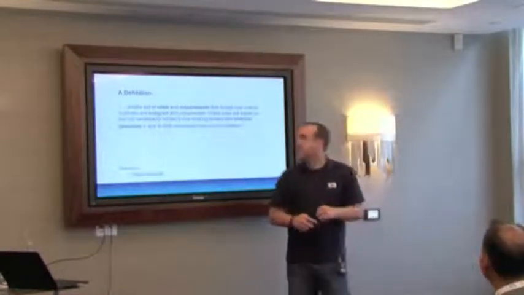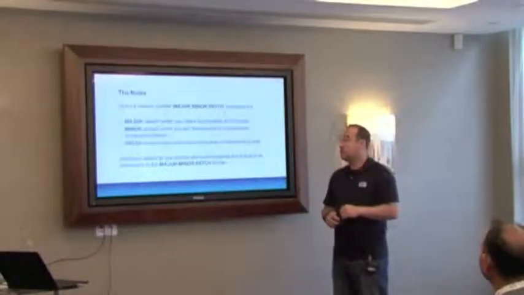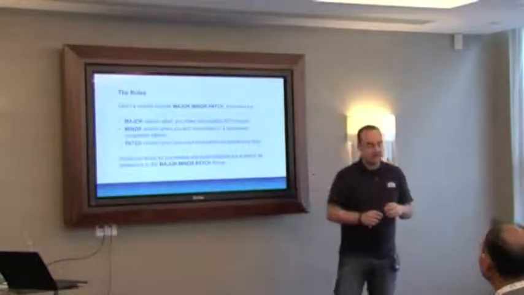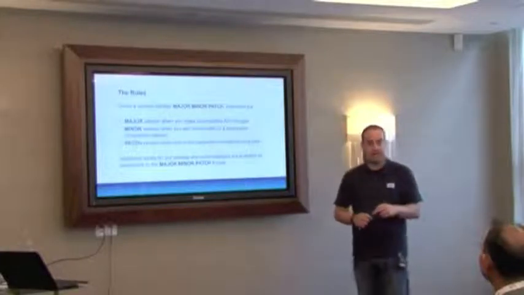Hopefully all that makes sense. If not, feel free to ask any questions as we're going through. So what are the rules and what are the requirements of semantic versioning? A semantic version is made up of 3 different parts. You've got your major, your minor, and your patch number.